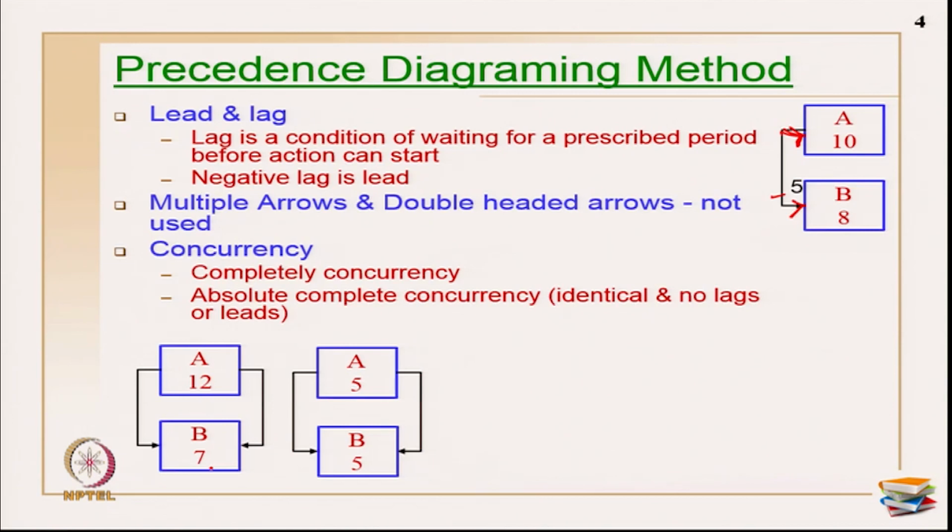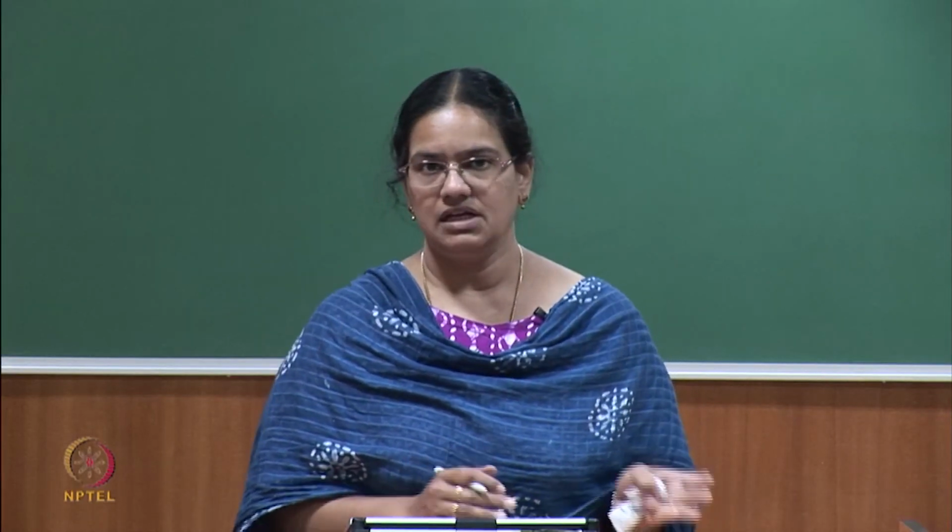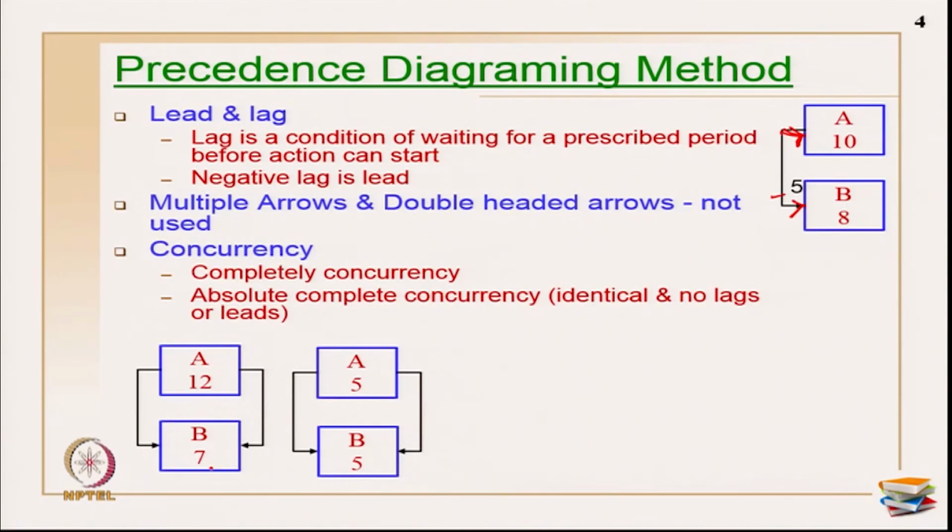The logic is, there is an activity with a larger duration and an activity with a smaller duration, and the activity with the smaller duration is completely executed during the course of the activity with the larger duration. It can have leads and lags, whatever you want, and you can keep it in complete concurrency. This is primarily an example of complete concurrency.